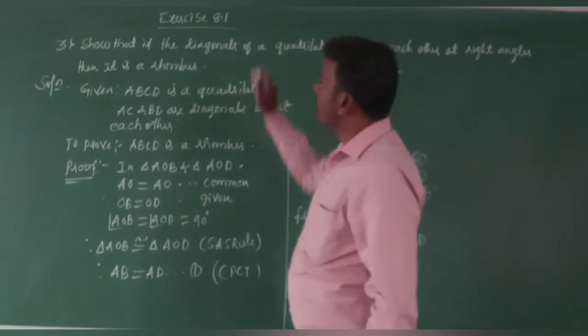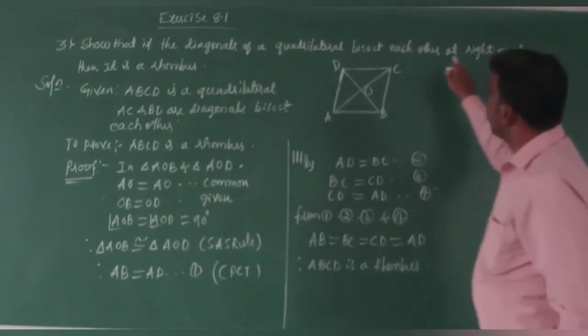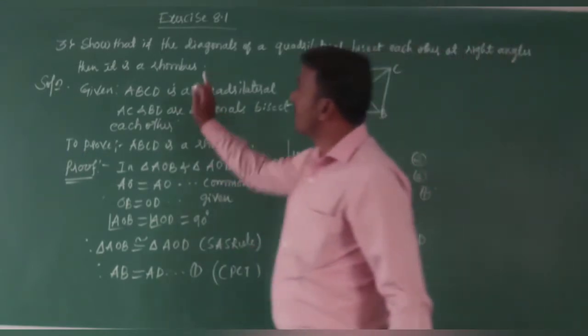Now let us discuss the third question from exercise 8.1. Show that if the diagonals of a quadrilateral bisect each other at right angles, then it is a rhombus.